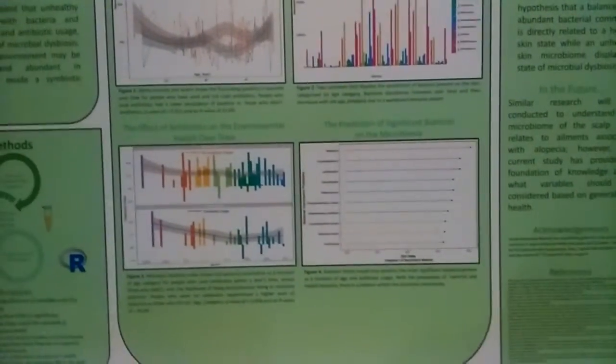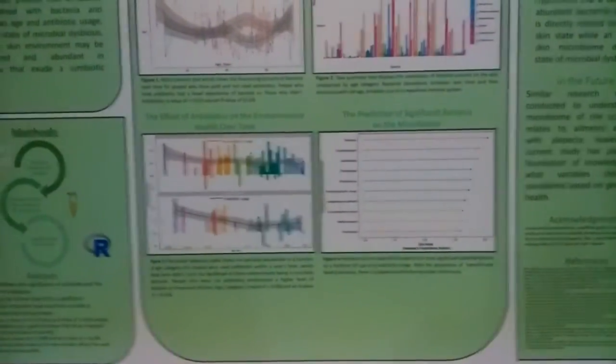So, in future studies, I plan to look at the microbiome of the scalp and the ailments that associate with alopecia, which is hair loss. But this study provides a solid foundation on the skin microbiome and the variables and microbes that impact it. Because the scalp is just a variation of your normal skin that you find on your leg or your arm. So, I hope you were educated today.